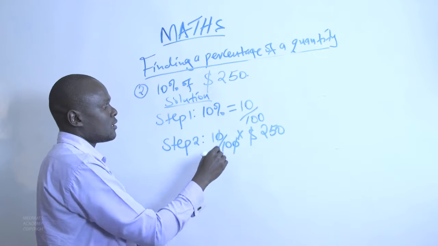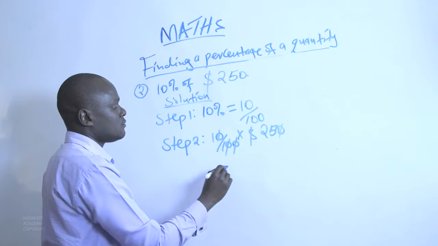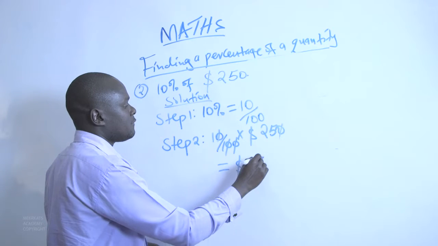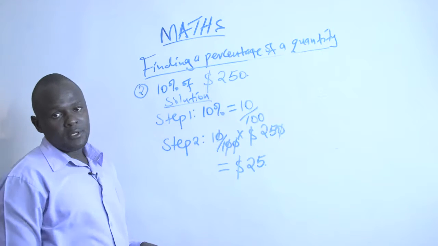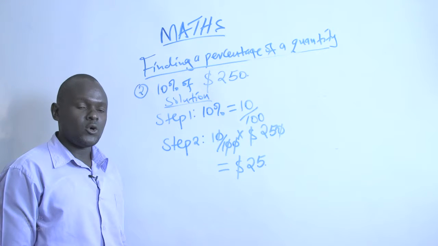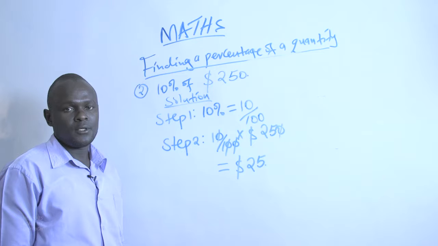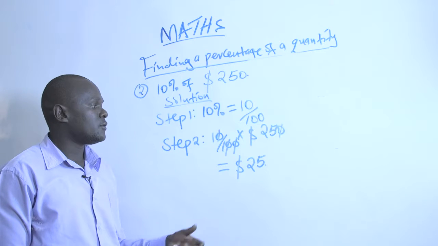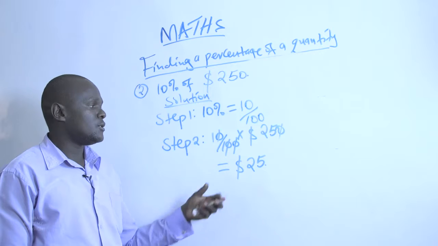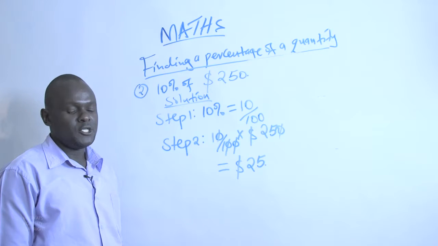This 0 and this one can cancel, this one can cancel with that, leaving us with 25 pounds. Remember, it is important to indicate the quantities or the units. If you are talking about masses, let the units of mass be well indicated. And if you are talking about currency, let the units also be indicated.